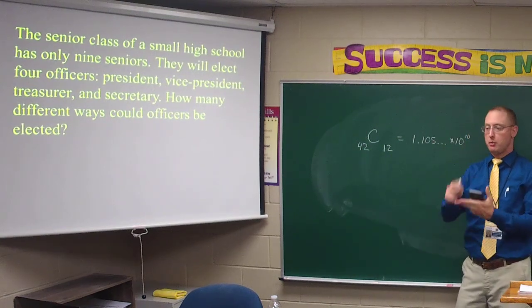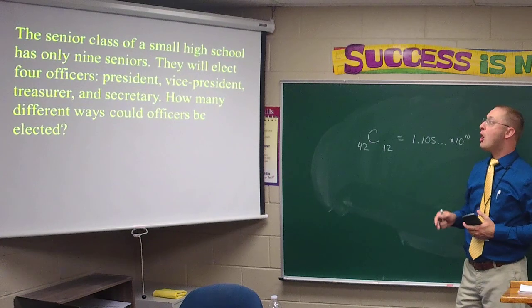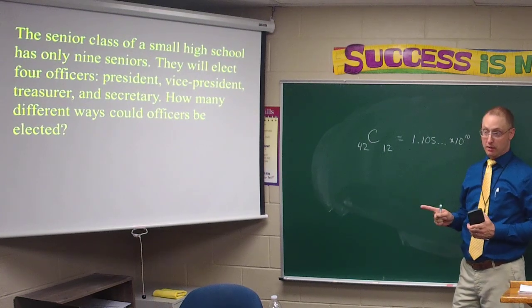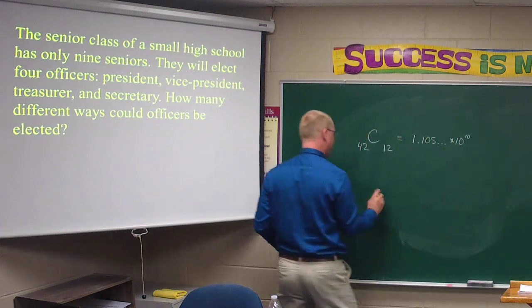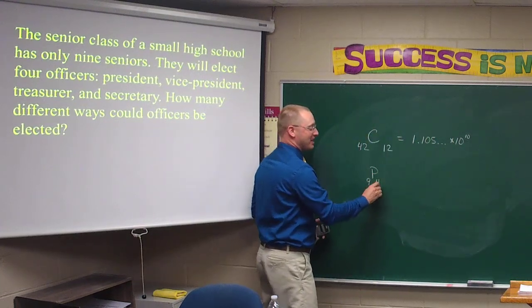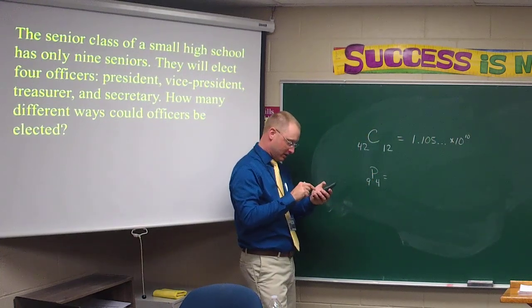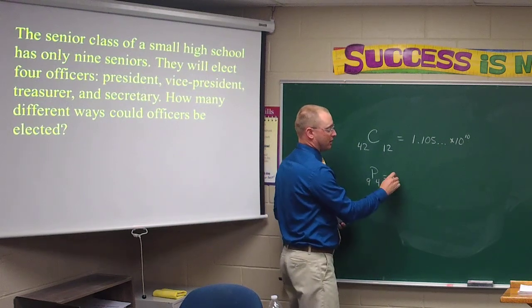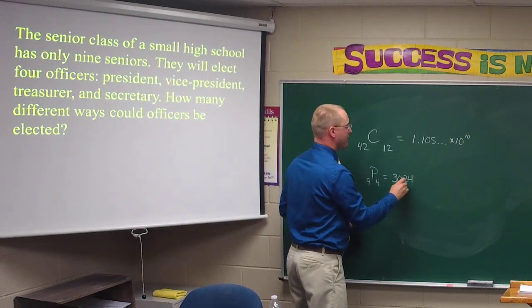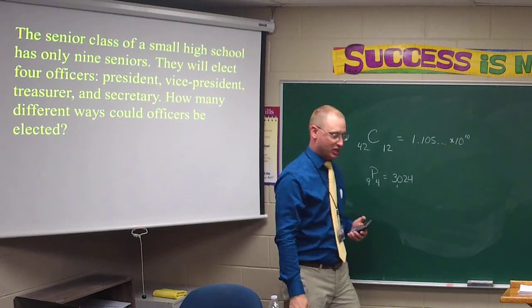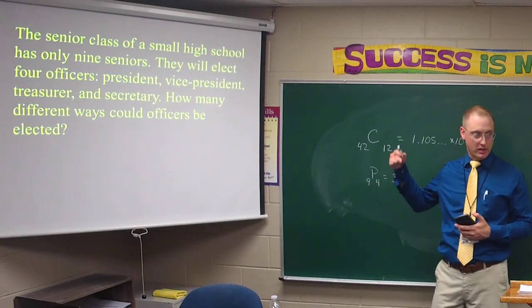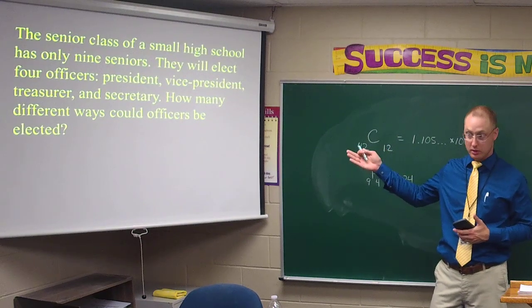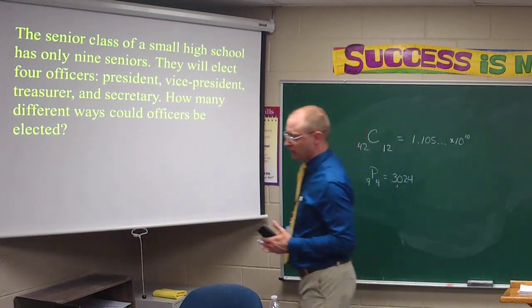So it's either combination or permutation. Which one? Order matters, doesn't it? Being the president is a lot different than being stuck as secretary. So this is a permutation of 9 take 4. And we end up with 3,024 different officer selections that could be made. All right, questions on this? It is similar to problems you'll see tomorrow. Questions? All right.